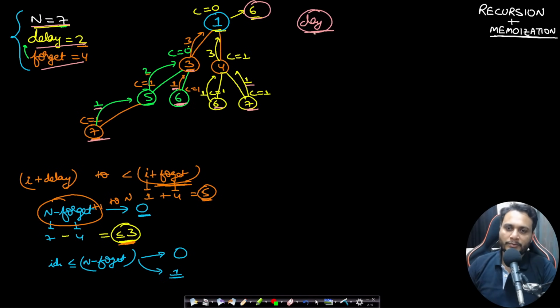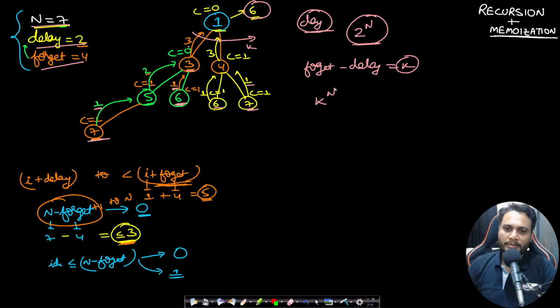Why will the plain recursion not work? The recursion will not work because of the branching here, let's call this the k factor. If it is a binary tree, then you can expect 2 to the power n number of nodes in the recursion. But this is not a binary tree. The branching will depend on the value of forget minus delay. Let's call this k. Then the total number of nodes will be order of k to the power of n, and that will be considered as the time complexity, right? So definitely this is an exponential solution and it is not going to work.